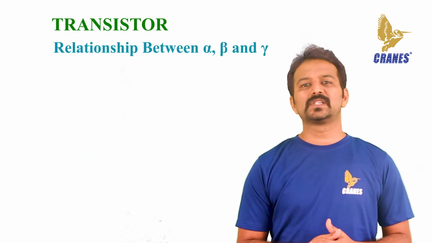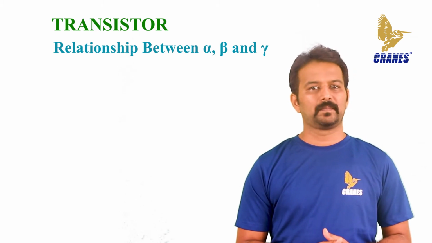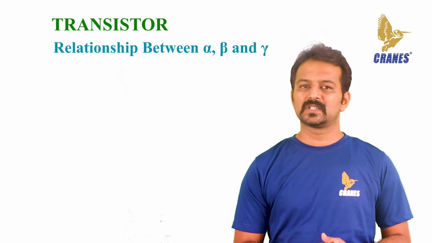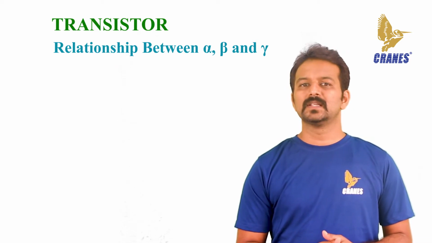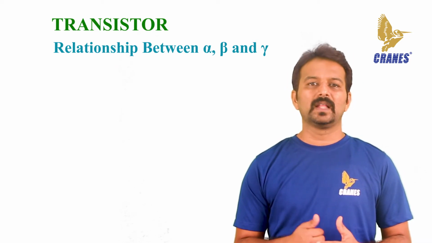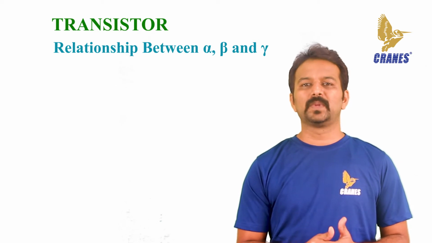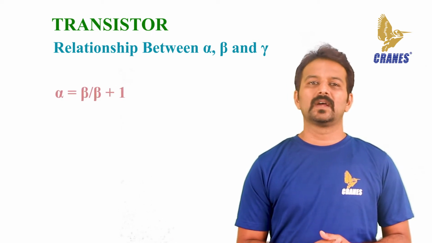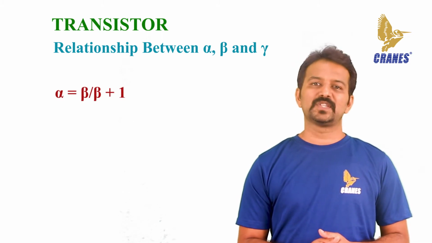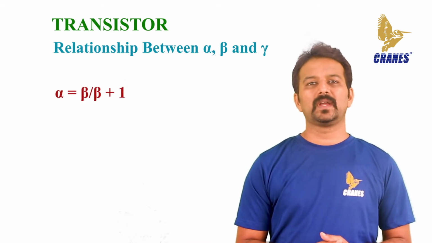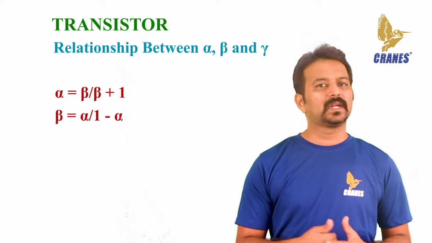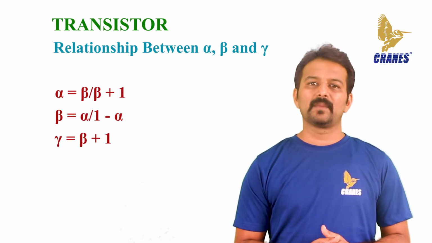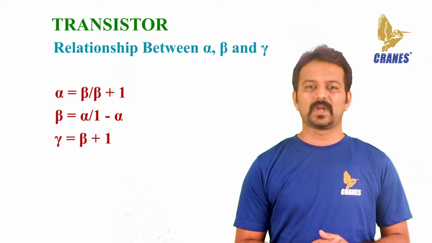So let's look at the relationship between alpha, beta and gamma. When the transistor is connected in any of the three basic configurations such as CE, CB and CC, there is a relationship between alpha, beta and gamma. These relationships are as follows. Alpha is equal to beta divided by beta plus 1, beta is equal to alpha divided by 1 minus alpha, and gamma is equal to beta plus 1.